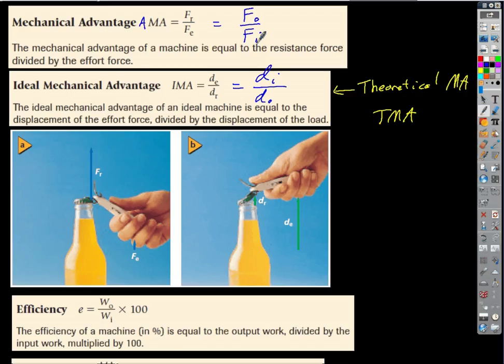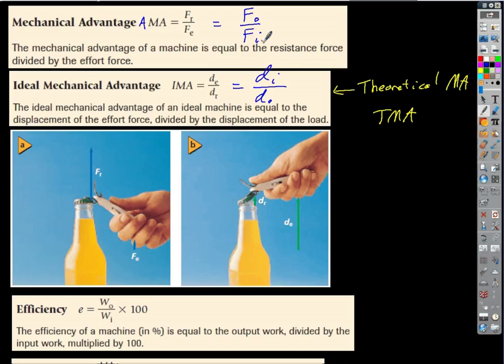What's the output force? Force on the object. The force on the object, right? That's actually applied by the machine. You apply force to the machine, the machine applies an output force to something, right? So you're in, machine is out, okay? So it's always going to be the actual mechanical advantage is always the ratio of the output force divided by the input force.